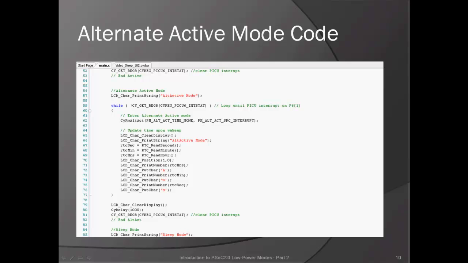When the real-time clock interrupt occurs, the time is updated on the LCD. The timer will also continue to run in alternate active mode, meaning that the LED will continue to flash. Once the button is pressed, the firmware clears the PQ interrupt and moves on to sleep mode. Let's watch it in action.